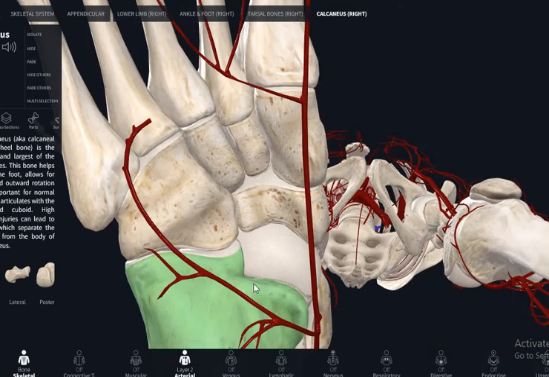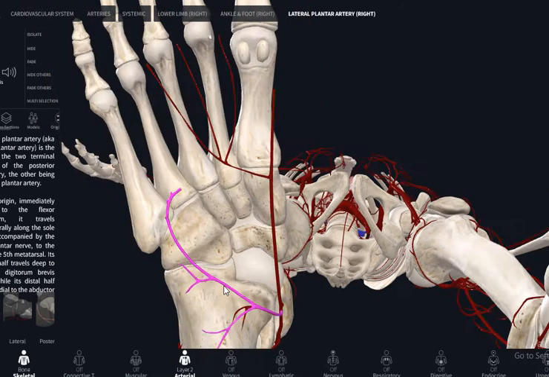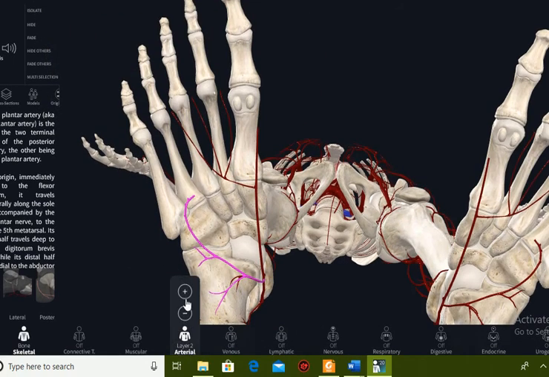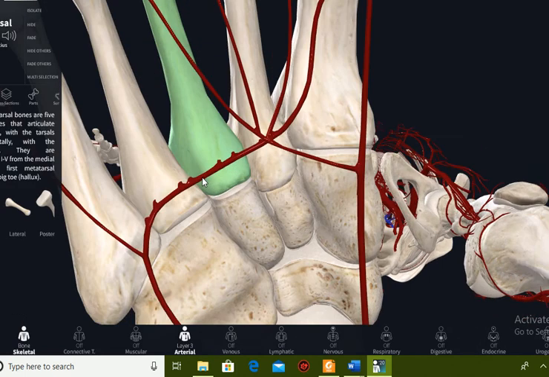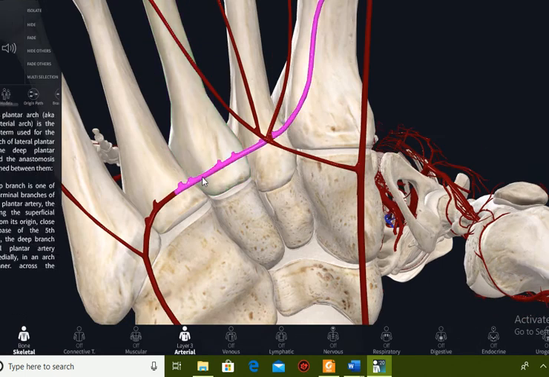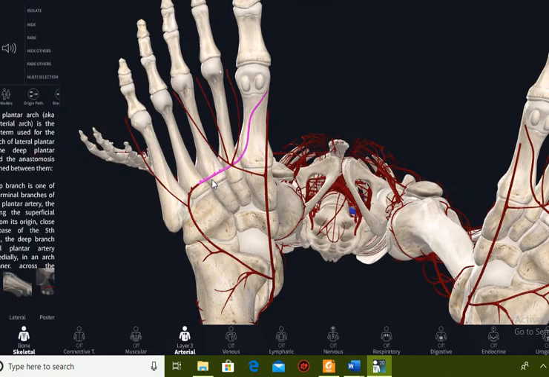So this one here is the lateral plantar artery. Now if you add up the circulation, you realize that there are branches here. So when you come here, you see that this is going to be called the deep plantar arc, and you also have the superficial plantar arc.